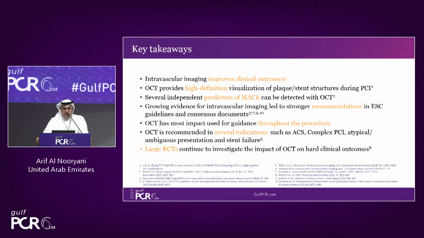OCT provides high-definition visualization of plaque and stent structure during PCI. Several independent predictors of MACE can be detected with OCT. We've seen that. Growing evidence for intravascular imaging led to stronger recommendations in ESC guidelines and consensus documents. OCT has most impact when used for guidance throughout the procedure, and is recommended in several indications such as mainly acute coronary syndrome, complex PCI, atypical ambiguous presentations like the cases we've seen, and stent failure.